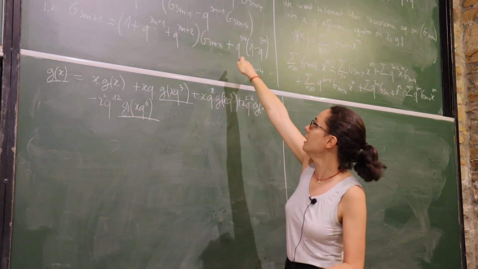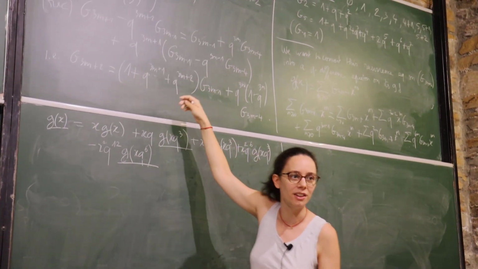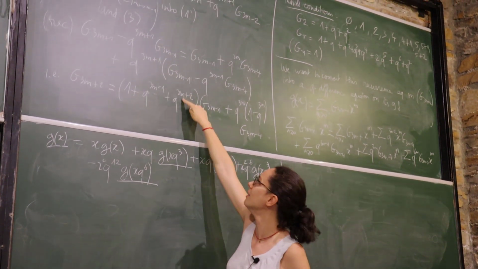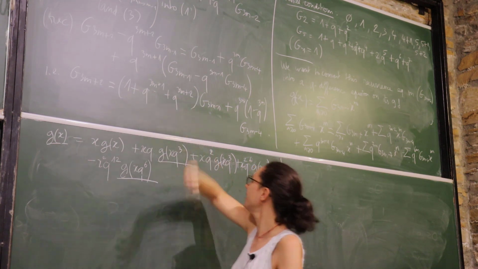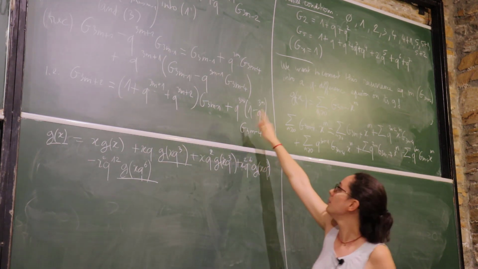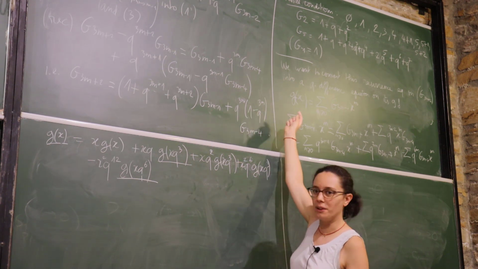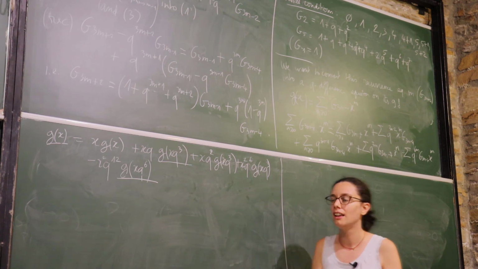So here you see, in this term, it goes up to q to the 3m plus some constant, but we don't care about the constant, it's what you have in front of the m that matters. So here you have 3m. On the left, you don't have anything. And here you have, at worst, q to the 6m, which comes from this term.